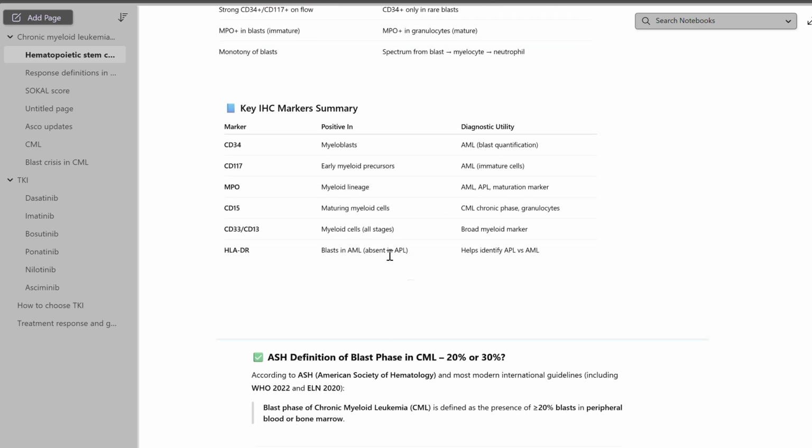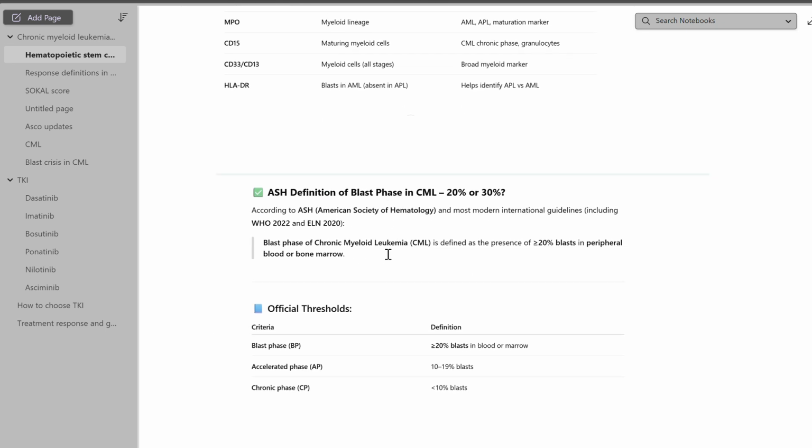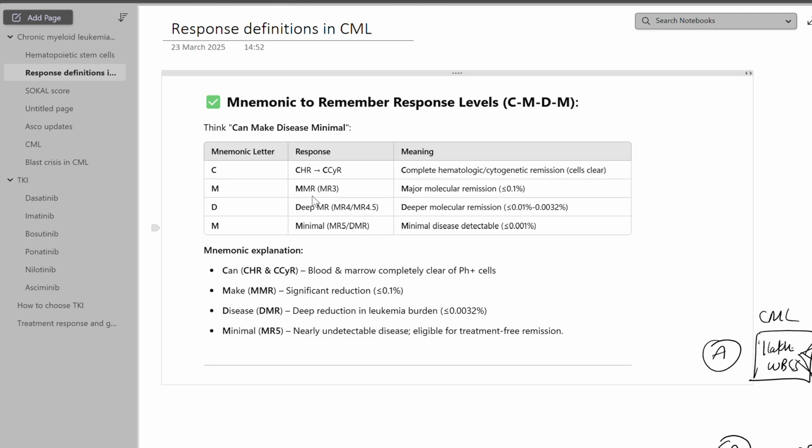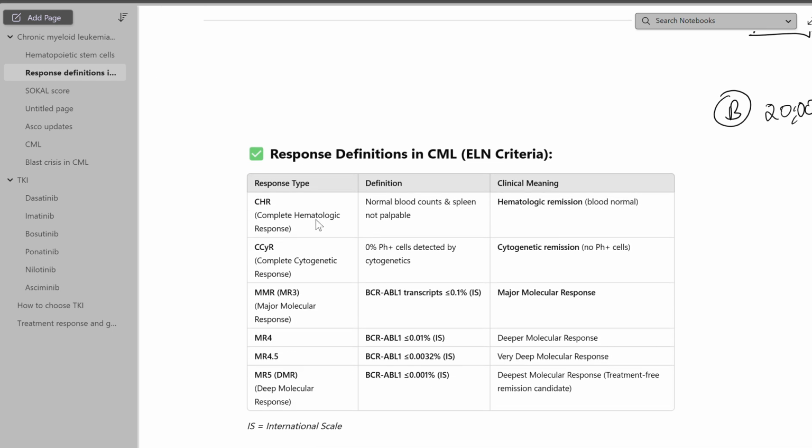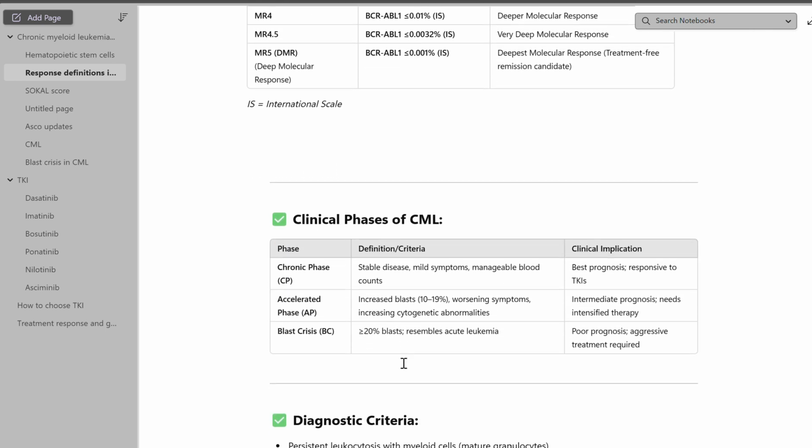Now, CML is managed based on response definitions, and the goal is to get a complete hematological response within about 1 year of starting treatment, and then a complete cytogenetic response. A major molecular response is where we maintain the patient. This is the maintenance MMR. And you can have a deep molecular response and a deep molecular response 5.